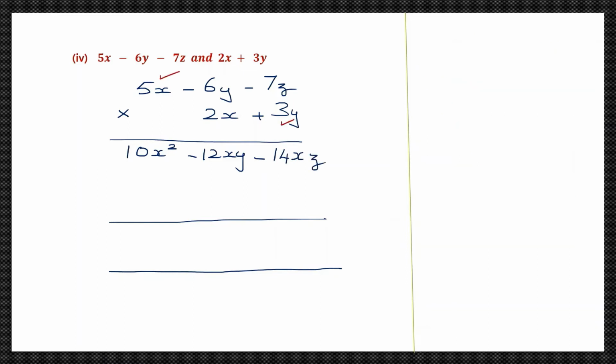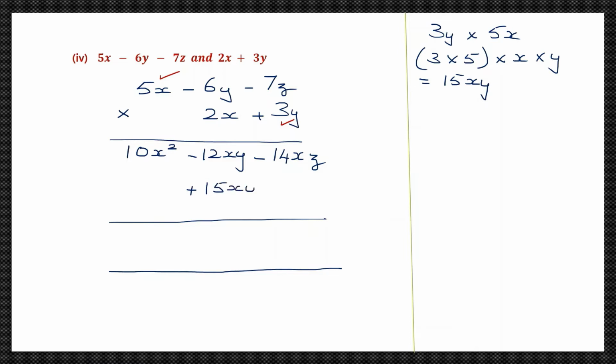Now we're going to start taking 3y and 5x. So let's multiply 3y into 5x. Let's take only the numbers 3 into 5 and we have 1x and 1y. So this becomes 3 5s are 15xy. Let's put it in the column where there is xy. So here we have xy. So that becomes plus 15xy.